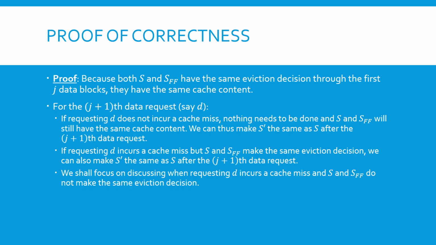If it is a cache hit, no eviction occurs, and the cache contents of S and SFF remain identical. In this case, we define S prime by copying all eviction decisions from S starting at the J+2th request. If it is a cache miss, and S and SFF evict the same item, their cache contents are again identical after the request. We can define S prime in the same way by copying from S.